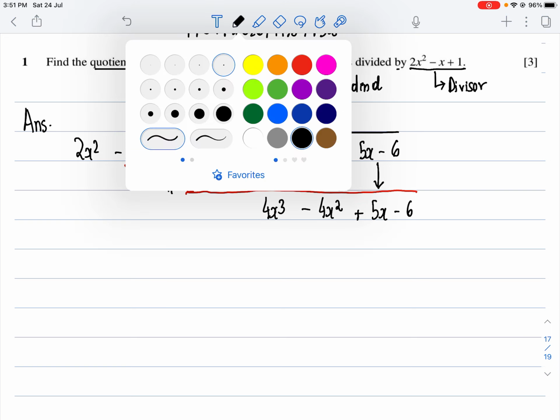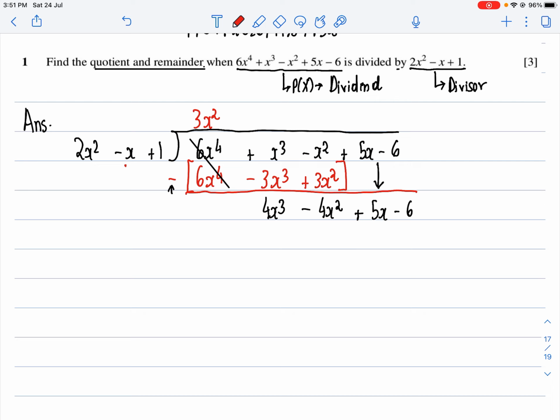So now I basically need a 4x cube here. Correct? I need a 4x cube. So what should I multiply to 2x square here to get a 4x cube? Very simple. Just multiply it with 2x, correct? Because 2 into 2 gives me 4 and x square into x gives me x cube. So I get 4x cube.